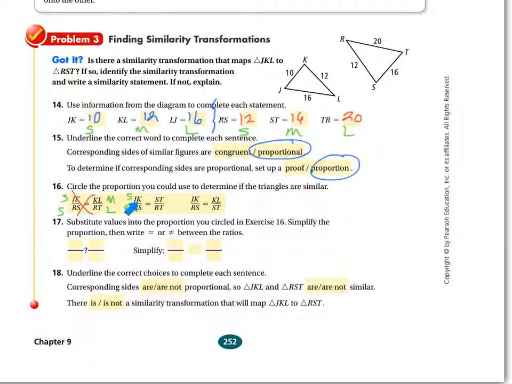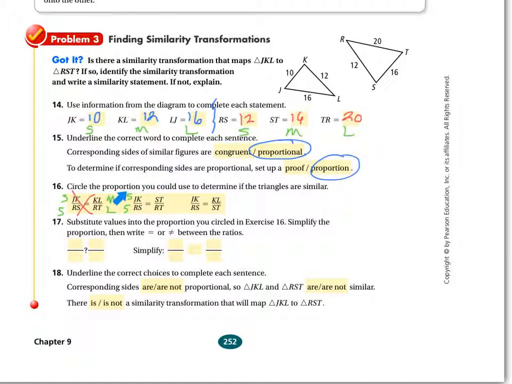JK is on what triangle? The small triangle, this one. So shouldn't ST be from this one over here? If we started with a smaller triangle here, the side from the smaller triangle needs to be here. And that's not what ST is. ST is from the bigger triangle.